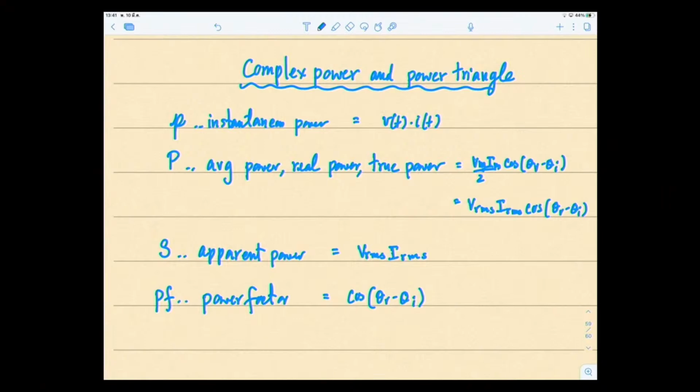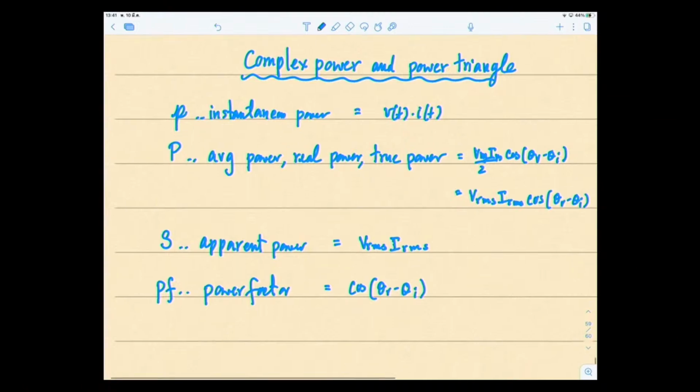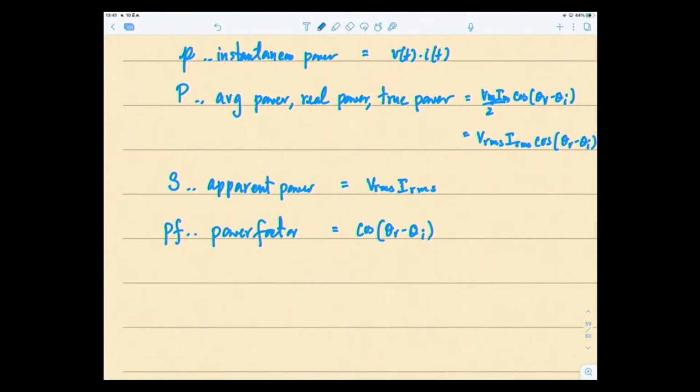Now we're going to do complex power. This is simply a way to extend the full benefit of phasor analysis to study power in AC steady state. So it's like another formula that would include everything about AC steady state power. I'm going to start.